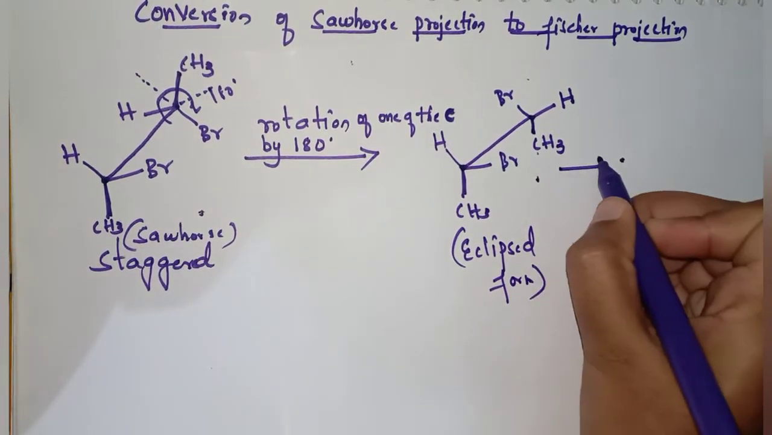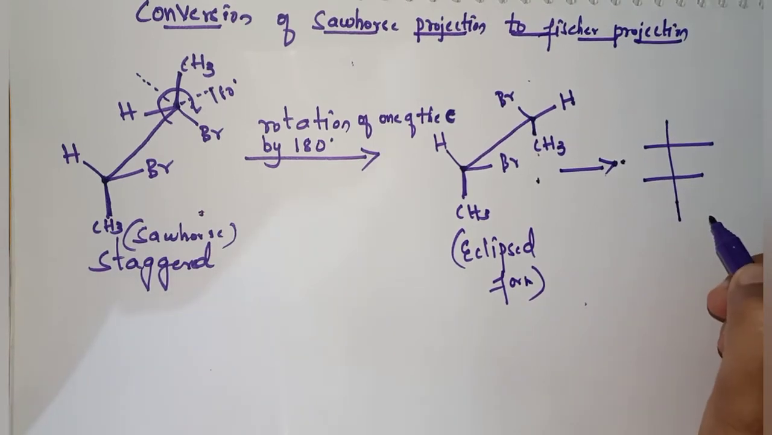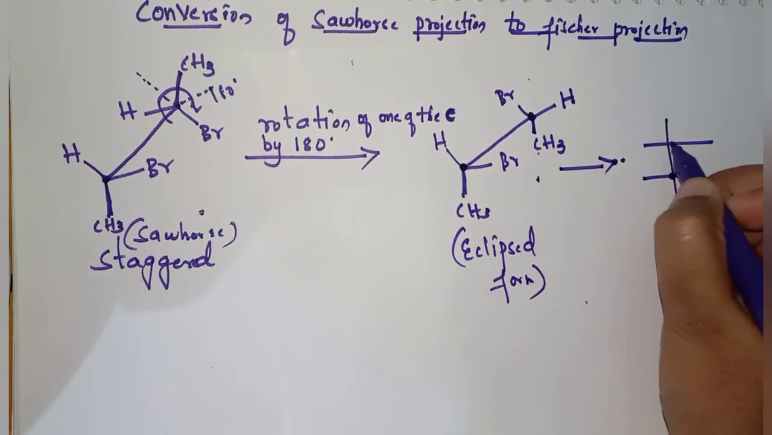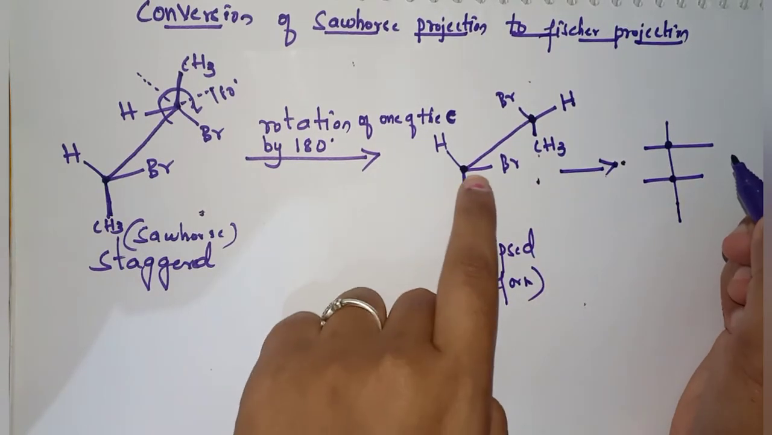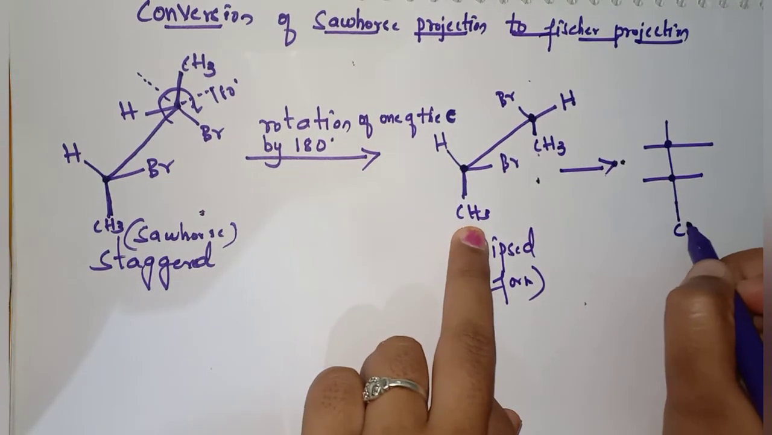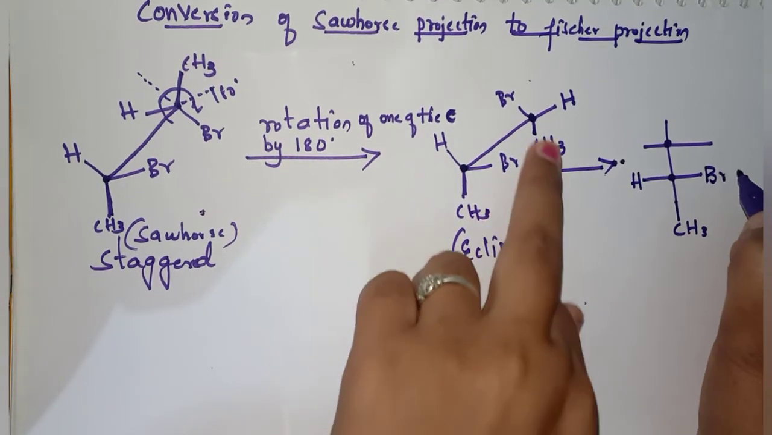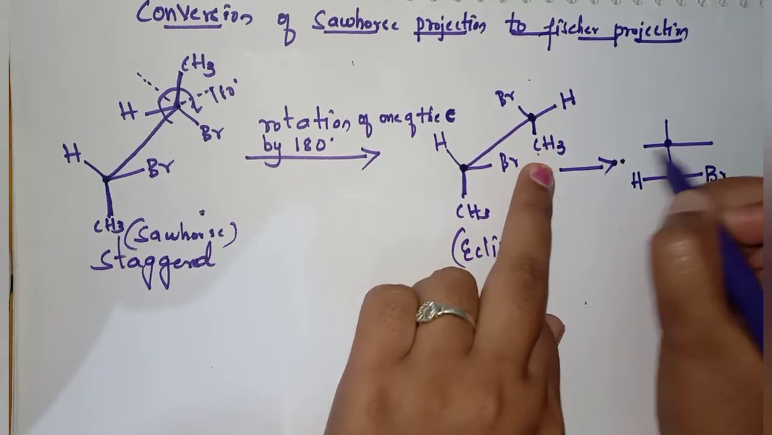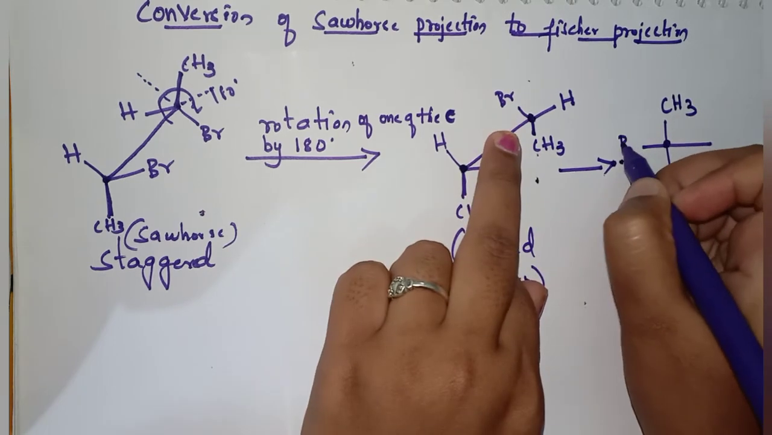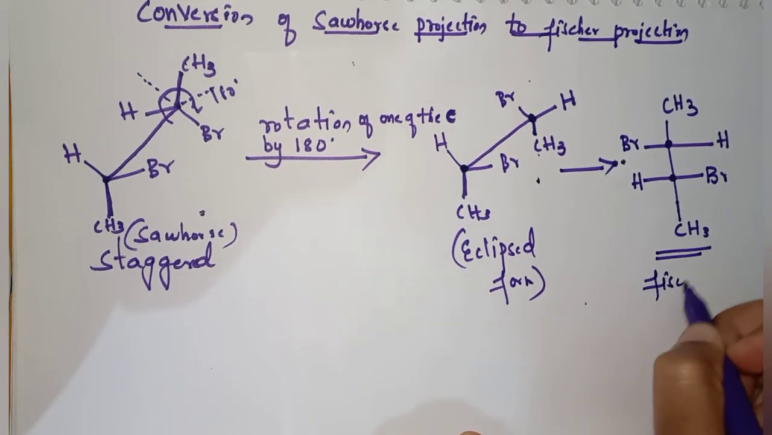Now let's write the skeleton of this Fischer projection here. It is like this. It is the front carbon and it is the front carbon, and it is the rear carbon and it is the rear carbon. So for the front carbon, here is CH3 and here is H, here is Br, and for the rear carbon, this group should point upwards, that is CH3, and here is Br, and here is the H. This is the Fischer projection.